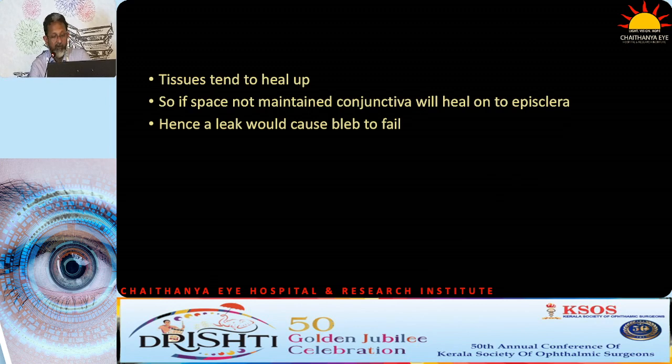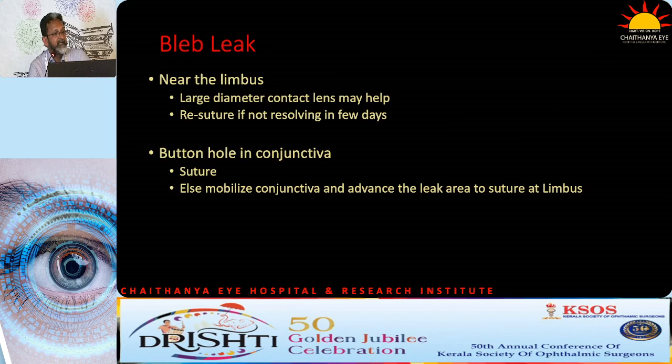Hence, a leak would cause a bleb to fail, and if the leak is near the limbus, one can use a large diameter 18 mm contact lens to tamponade that leak. If it is too big for that, resuture. If not resolving in a few days, resuture. If there's a buttonhole in the conjunctiva a little away from the limbus, you have to resuture. And if it's a large area of leak which is near the limbus, we can bring up the conjunctiva and resuture. All this resuturing involves taking the patient back to theater. That's why we try a contact lens to start with.